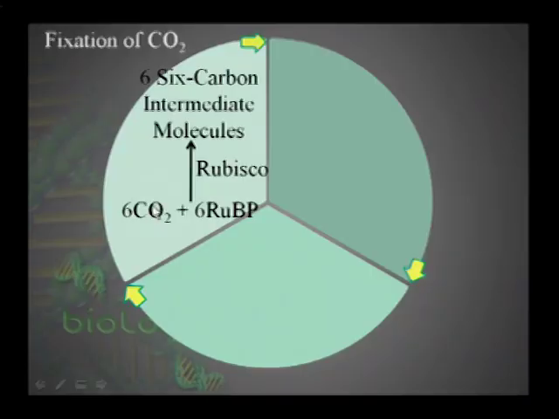So what's going to happen here is that carbon dioxides are going to be added to molecules called ribulose bisphosphates. So we're going to start with 6 ribulose bisphosphates. And 1 carbon from carbon dioxide will be attached to each of those ribulose bisphosphates to generate 6-carbon intermediate molecules. So the ribulose bisphosphates are composed of 5 carbons each. We're going to add a carbon from carbon dioxide to each of those. So we'll end up with 6-carbon molecules. And the enzyme that accomplishes this is something called Rubisco. It stands for ribulose bisphosphate carboxylase.